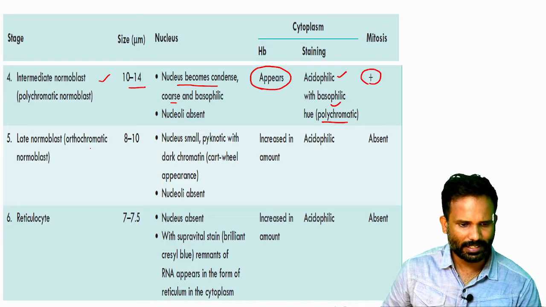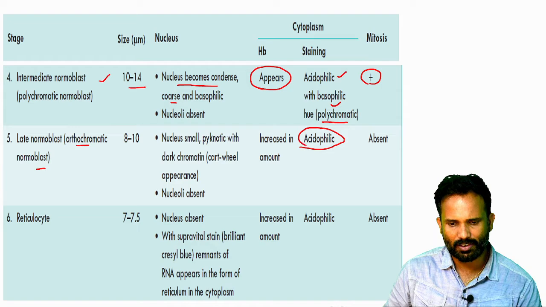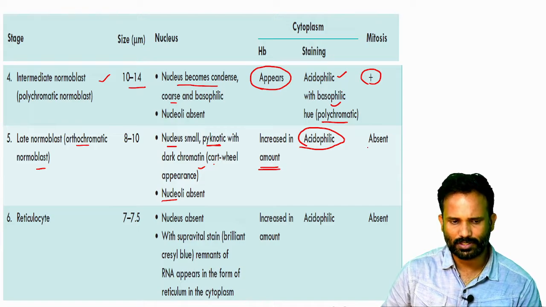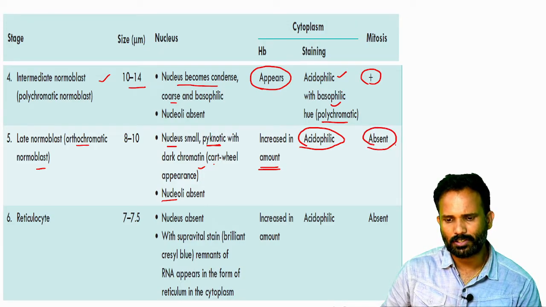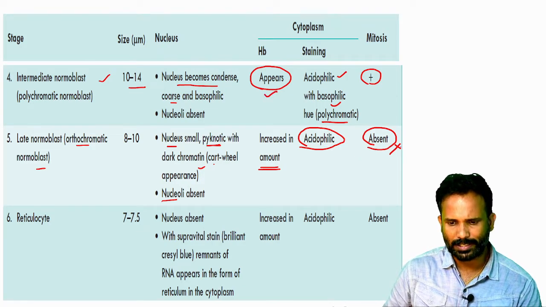And the late normoblast is called the orthochromatic normoblast because the cytoplasm is now acidophilic, the nucleoli have disappeared, and the nucleus becomes very condensed and looks like an ink spot. We call that a pyknotic nucleus, and hemoglobin is increasing. Now mitosis is absent. So Hb first appears in the intermediate normoblast, and mitosis is first absent in the late normoblast.